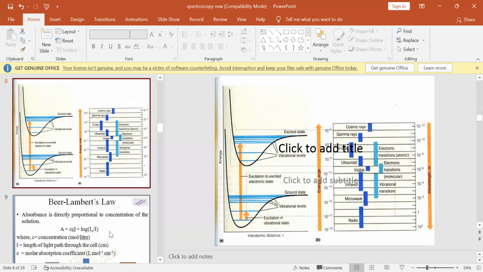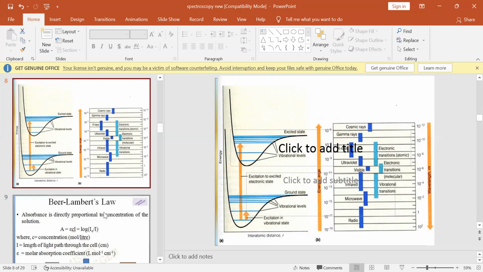In between the electronic levels, there are vibrational energy levels. In between the vibrational energy levels, rotational energy levels also exist. By the absorption of UV radiation, electronic transitions take place. That means both vibrational and rotational transitions will also take place in the molecule.